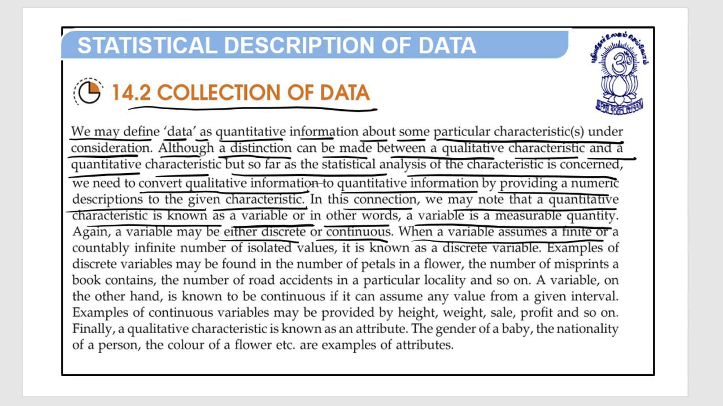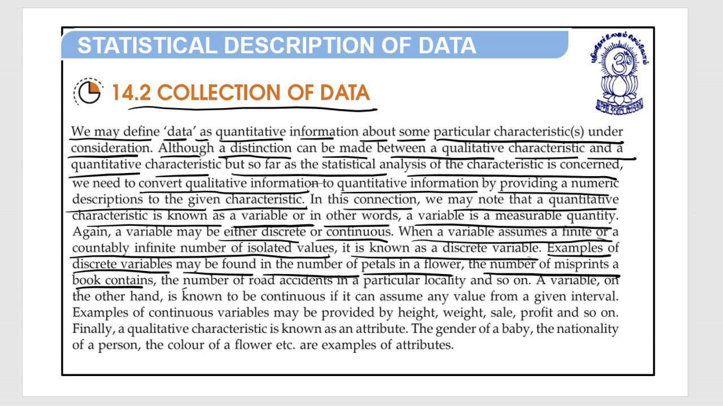When a variable assumes a finite or a countably infinite number of isolated values, it is known as a discrete variable. Examples of discrete variables may be found in the number of petals in a flower, the number of misprints a book contains, the number of road accidents in a particular locality, and so on.